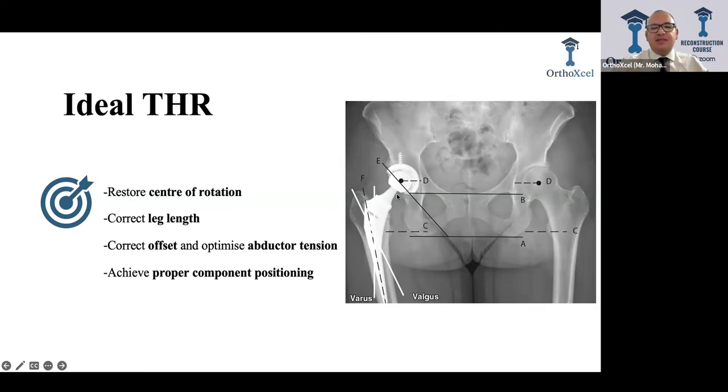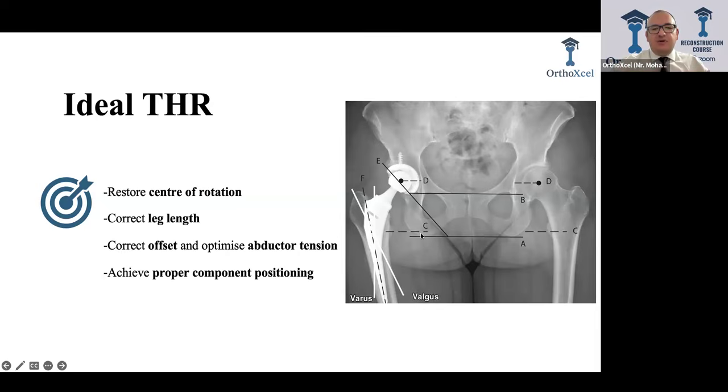As we understand from the basic science, we're trying to minimize the stresses, or the joint reaction forces, over the hip. So we aim to medialize as much as we can from the acetabular component, but not beyond the ilioischial line. Otherwise, you'll be going inside the pelvis.